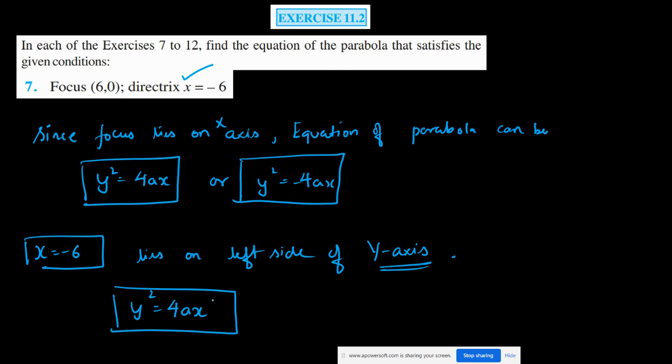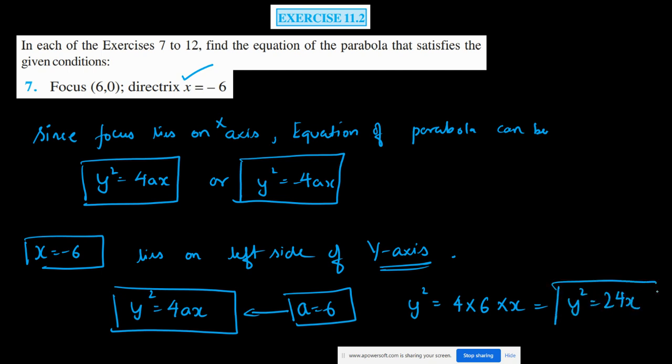Now, what is going to be the value of a? a is already known, right? The directrix is given as -6. If it is equal to -a, what is going to be the value of a? a is going to be 6. Substituting the same over here, y square will be equal to 4 multiplied by 6 multiplied by x. I can write y square = 24x. This is going to be the final equation of the parabola.